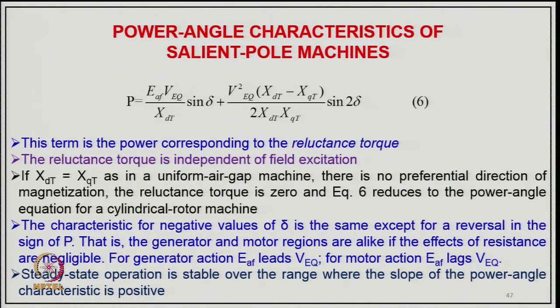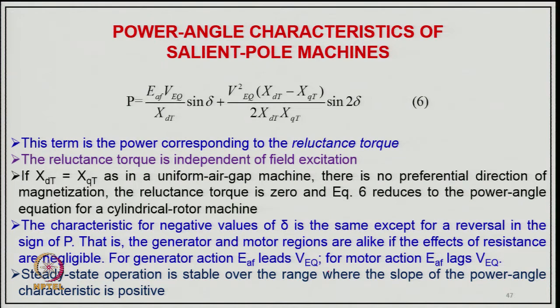The second term in the power corresponds to the reluctance torque, and reluctance torque is independent of field excitation. If Xq equal to Xd is the uniform air gap machine, there is no preferred direction of magnetization, so reluctance torque is 0. In this equation the second term is 0, and it becomes similar to the cylindrical characteristic. For negative values of delta the characteristic is the same except for the reversal of P, and that is the reason generator and motor regions are alike, when resistance is negligible.